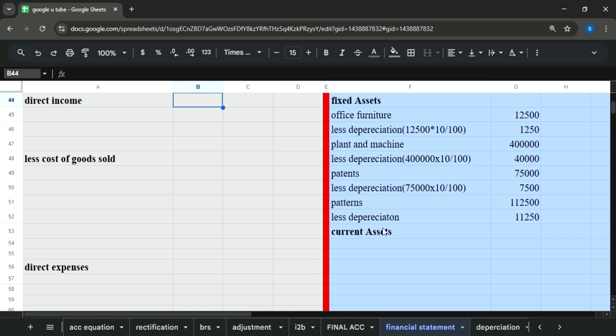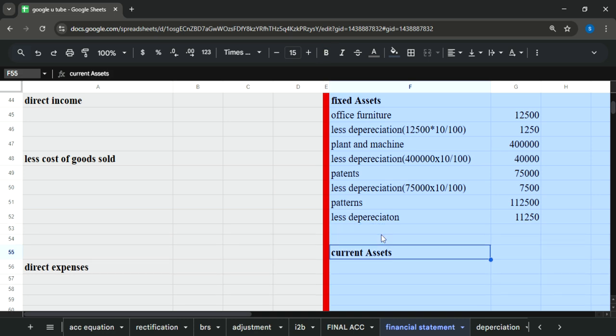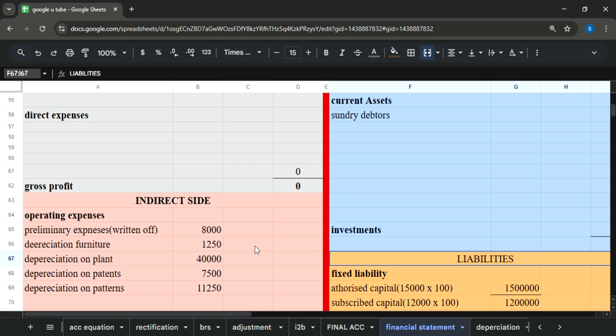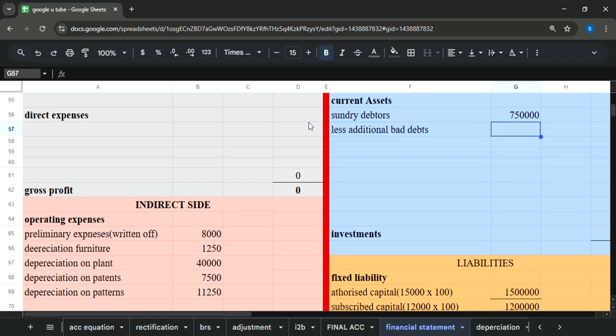We will go to the current asset side. Let's make a little more space for fixed assets because I doubt some other fixed assets are also present. So here sundry debtors, first we will seek how much the amount of sundry debtors is. Here it is mentioned, the amount is 750,000. We are going to mention it over here, after which we are supposed to subtract additional bad debts, but they are not present, so you can mention 0.